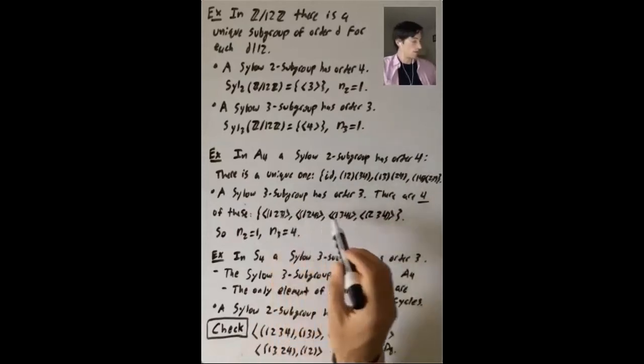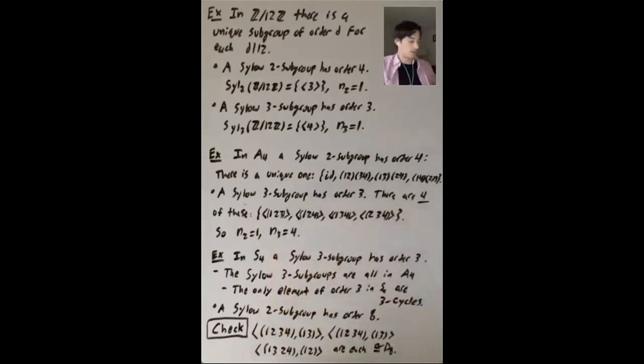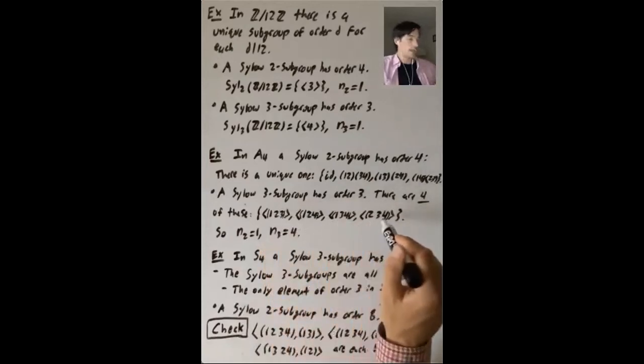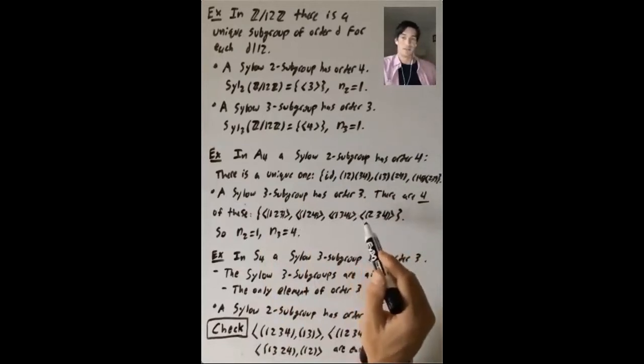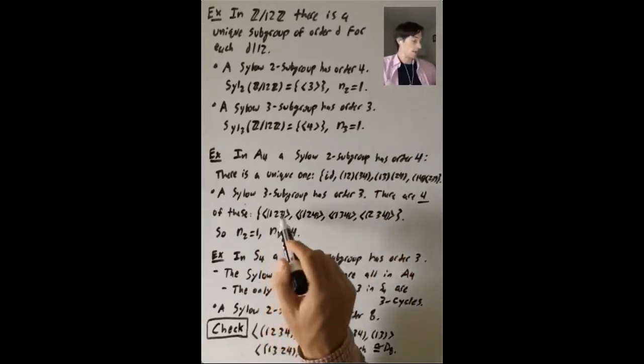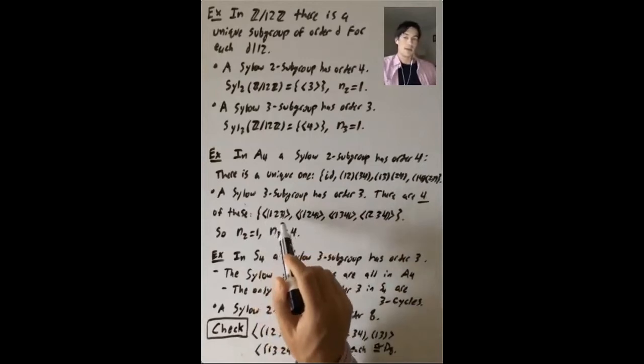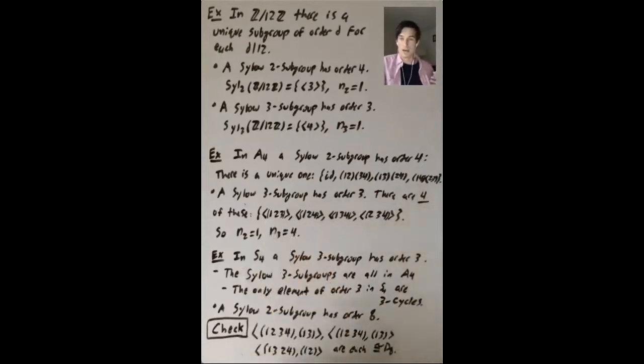How do you know they're different? Well, each one of these permutations has a different fixed point. So in the subgroup generated by (1 2 3), 4 is a fixed point of all of the permutations, and that's not true here, here, or here. OK, so what do we see about A4? N2 is 1, N3 is 4.